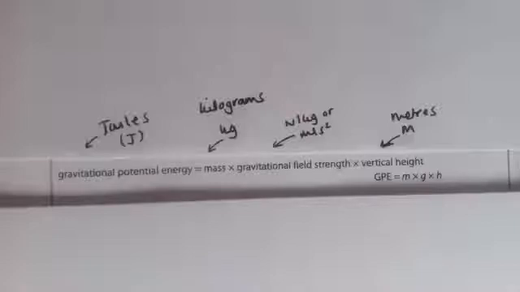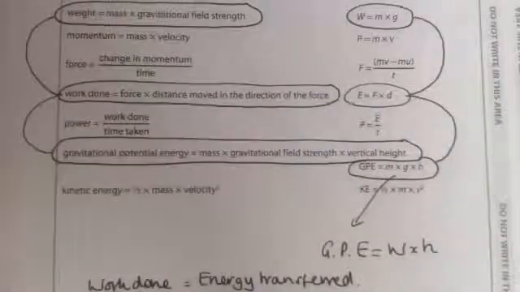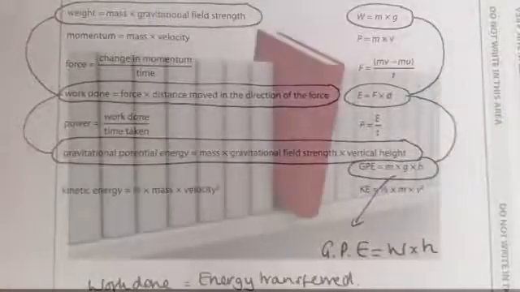And here's our first link. If weight is mass times gravity, and work done is force times distance, then gravitational potential energy is linked because the weight in newtons is being multiplied by the height or distance in metres.